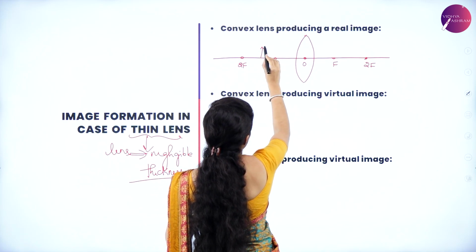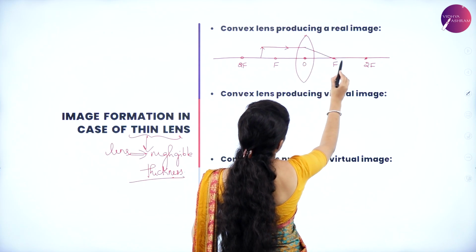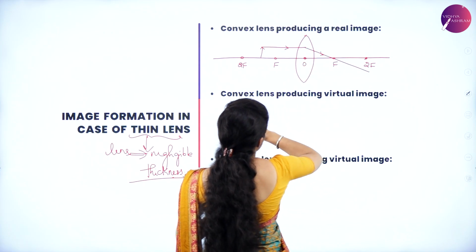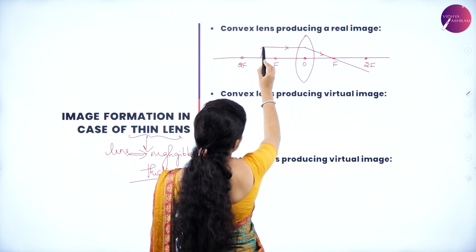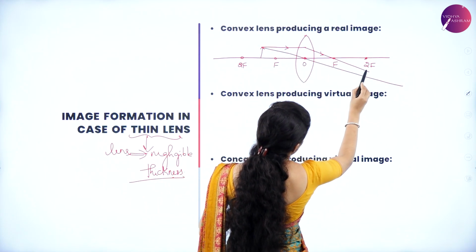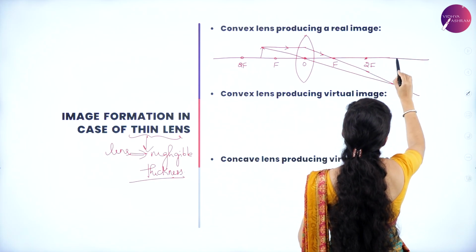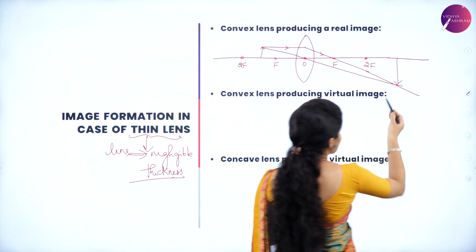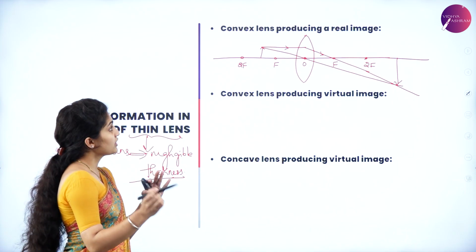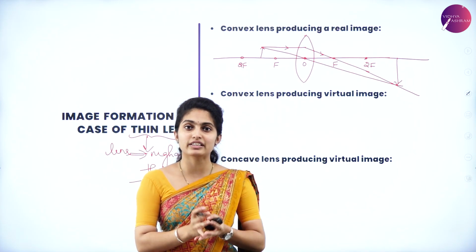At that time the ray is incident in this way and it converges at the focal point, and then the other ray which is passing through the optic center passes undeviated. So just extend this. You have got a real image which is enlarged and it is formed over here. Clear? So this is how the convex lens produces the real image. This is about the real image.